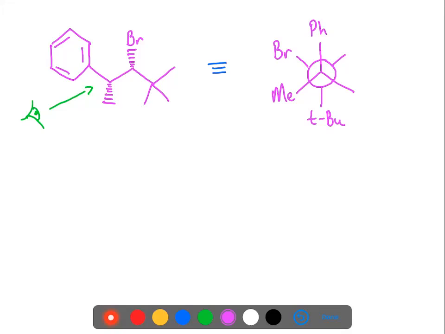And so what's remaining at each of these positions is a single hydrogen, and they'll both be coming towards us. We don't show them in our bond line structures, but they are coming towards us. And so therefore, from this perspective, they will be on our right-hand side.